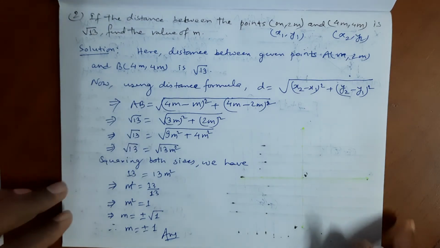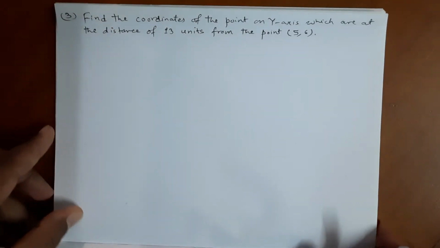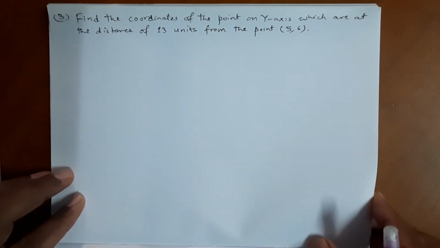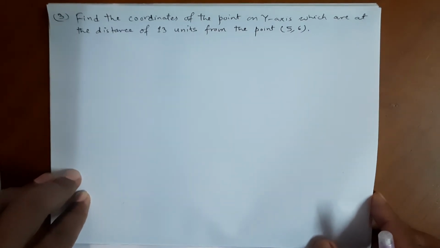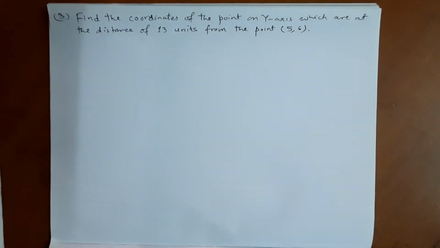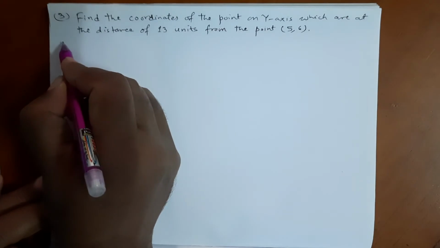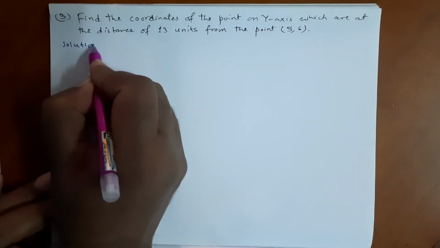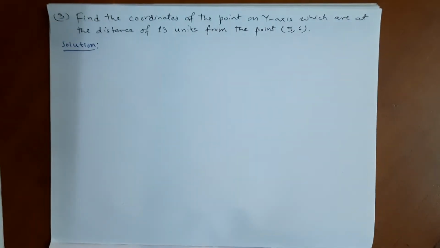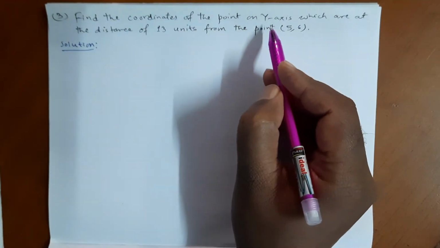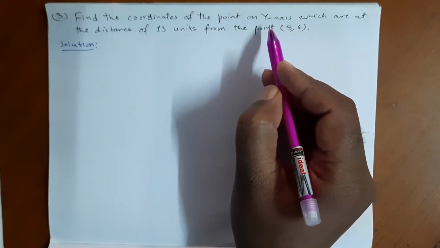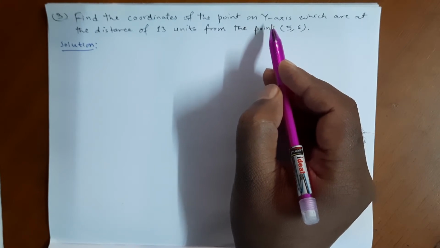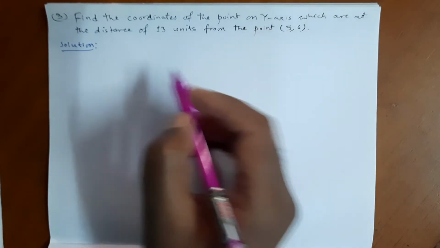Now let's move to the next question. In the next question, we have to find the coordinates of the point on the y-axis which is at a distance of 13 units from the point (5, 6). Look at the solution to this question. For any point on the y-axis, its x coordinate is 0. So any point on the y-axis is of the type (0, y).